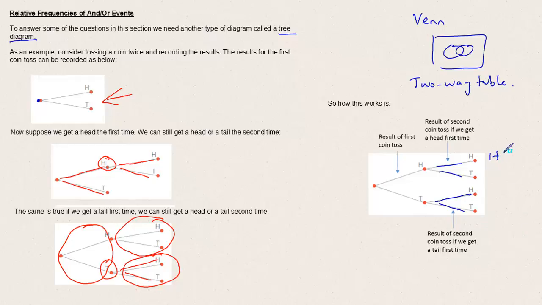So if we get to here, it's head, head. Here is head, tail. Here is tail, then a head, and at the bottom, tail, tail.